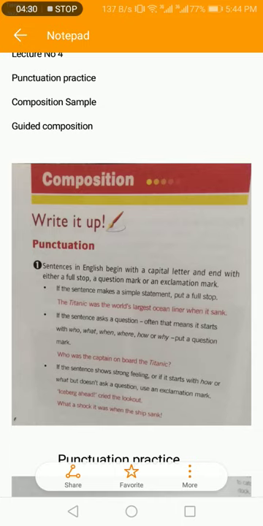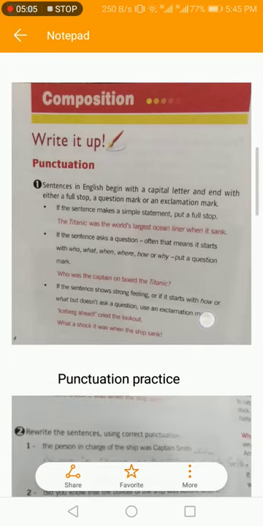So we have three punctuation marks here. The first one is full stop, the second one is question mark, and the third one is exclamation mark. When the sentence asks a question, we have to put a question mark at the end. If the sentence is a simple statement, then we have to put a full stop. And if the sentence shows a strong feeling, at that time we have to use an exclamation mark.